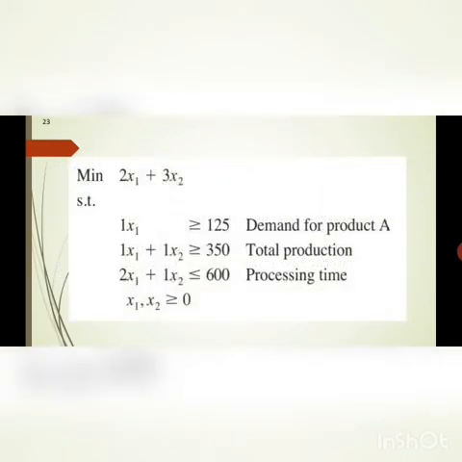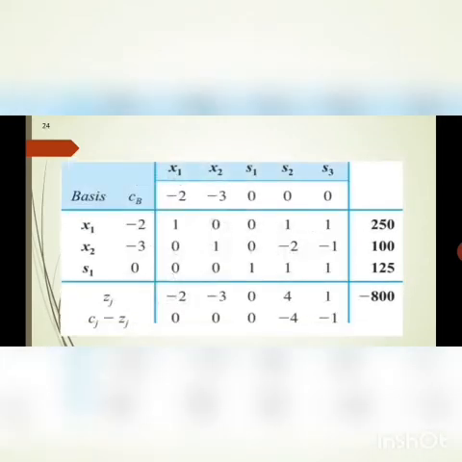So we have 2x sub 1 plus 3x sub 2, and 1x sub 1 greater than or equal to 125, which is the demand for product A, and 1x sub 1 plus 1x sub 2 greater than or equal to 350 is our total production. 2x sub 1 plus 1x sub 2 less than or equal to 600 is our processing time. And x sub 1 and x sub 2 are greater than or equal to 0. So, that is our table.